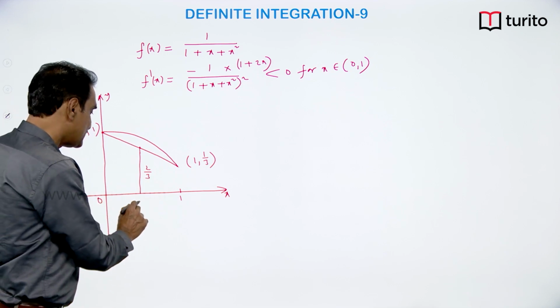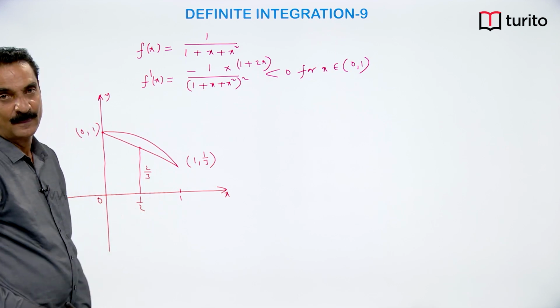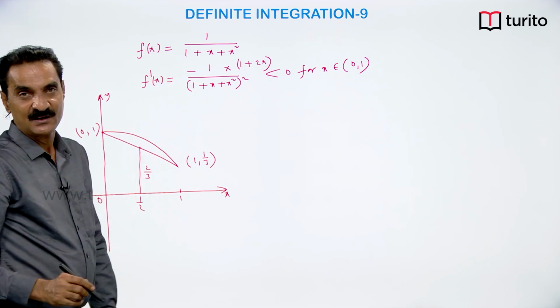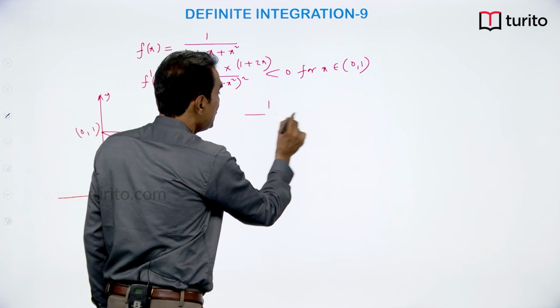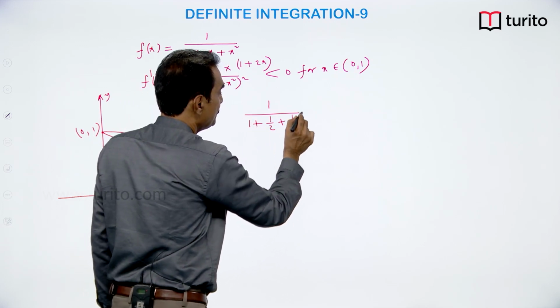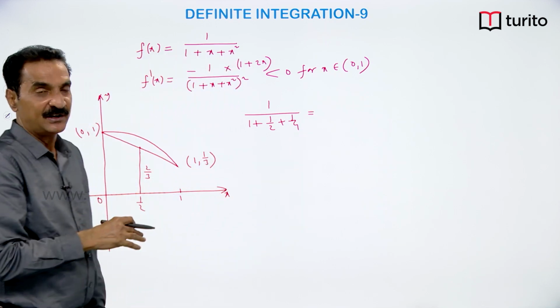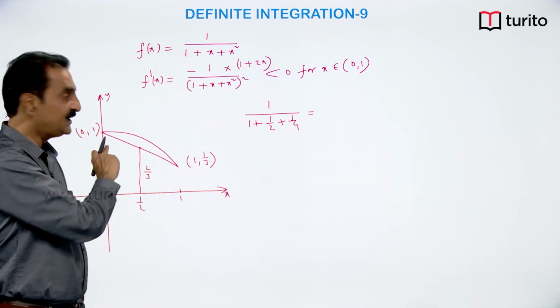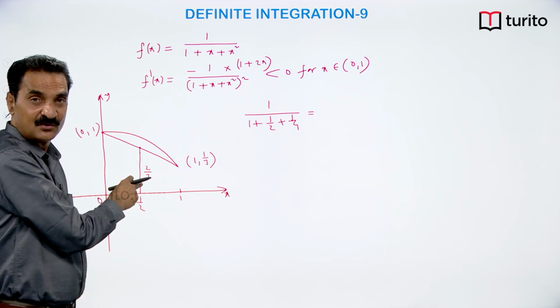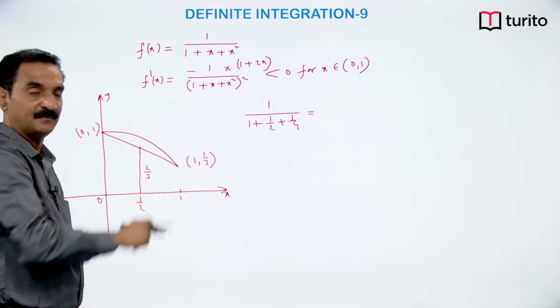Substitute, what is the x coordinate of the midpoint? 1 by 2. Now, substituting 1 by 2 in the function, 1 plus 1 plus 1 by 2 plus 1 by 4. How much are you getting? If you get more value than 2 by 3, concavity is down.